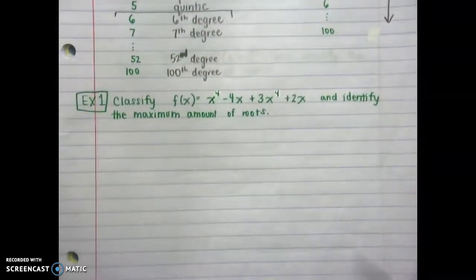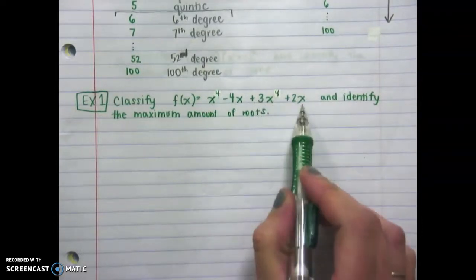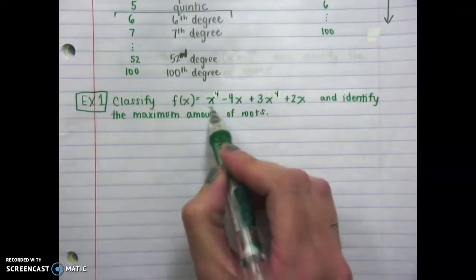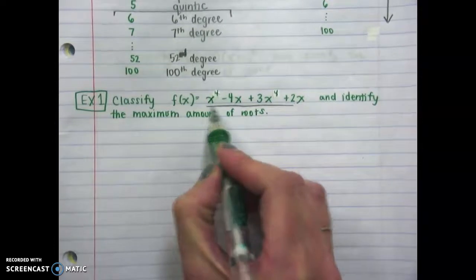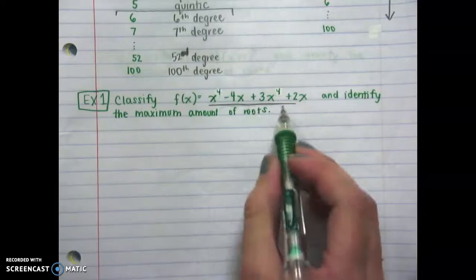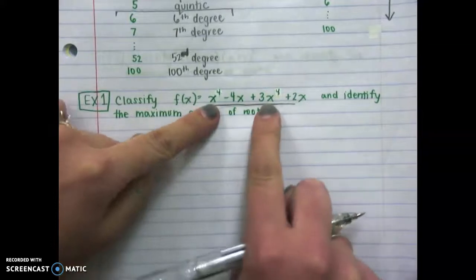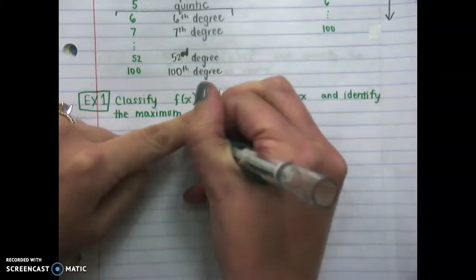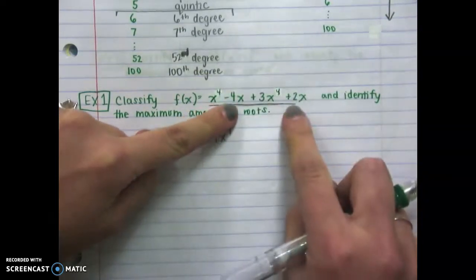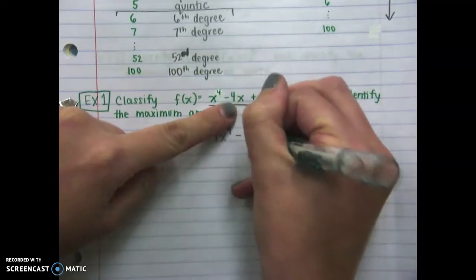Example 1, classify f of x equals x to the 4th minus 4x plus 3x to the 4th plus 2x, and then identify the maximum amount of roots. In order to classify a polynomial in standard form, we need to first combine like terms if we can. And in this example, we can combine like terms. I have x to the 4th plus 3x to the 4th. That would be 4x to the 4th power. And then I can combine the other 2 terms. Negative 4x plus 2x is minus 2x.